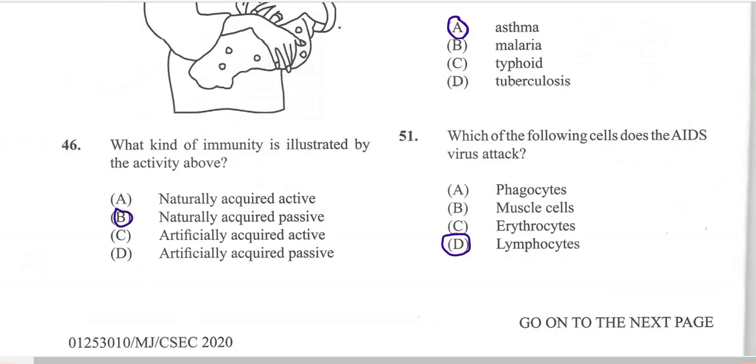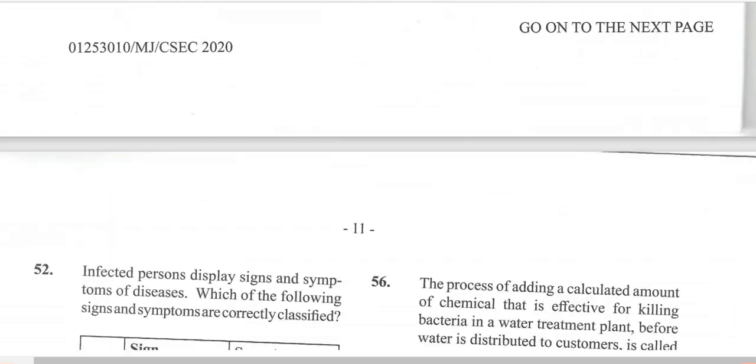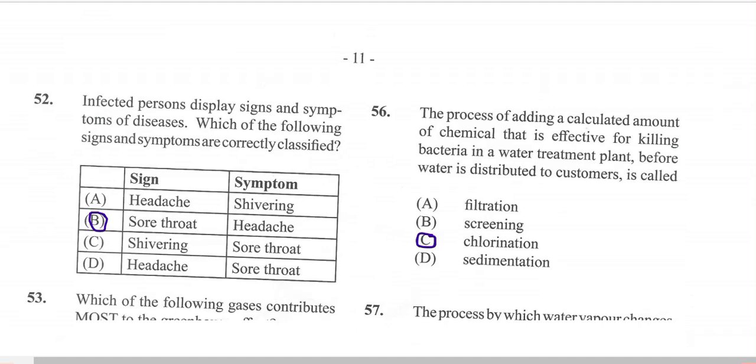51. Which of the following cells does the AIDS virus attack? The T cells are what we refer to as a T lymphocyte. So 51 here is going to be D. We're moving on to 52.